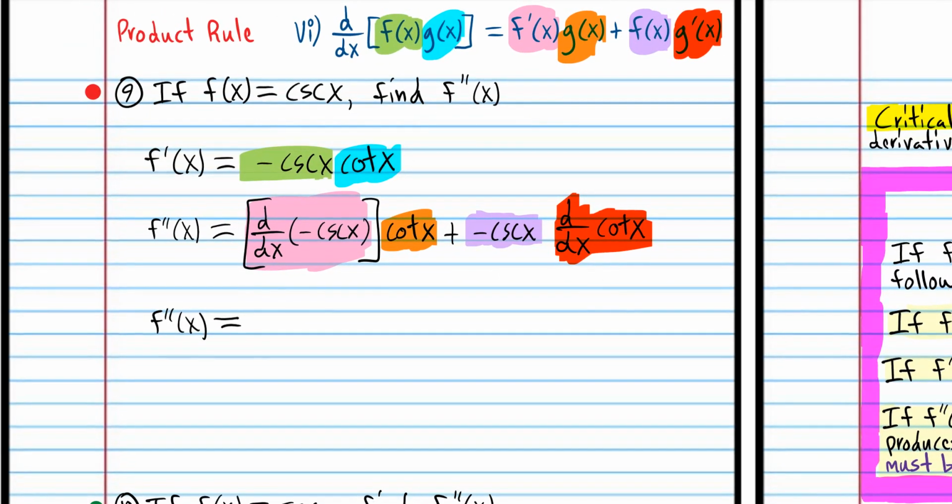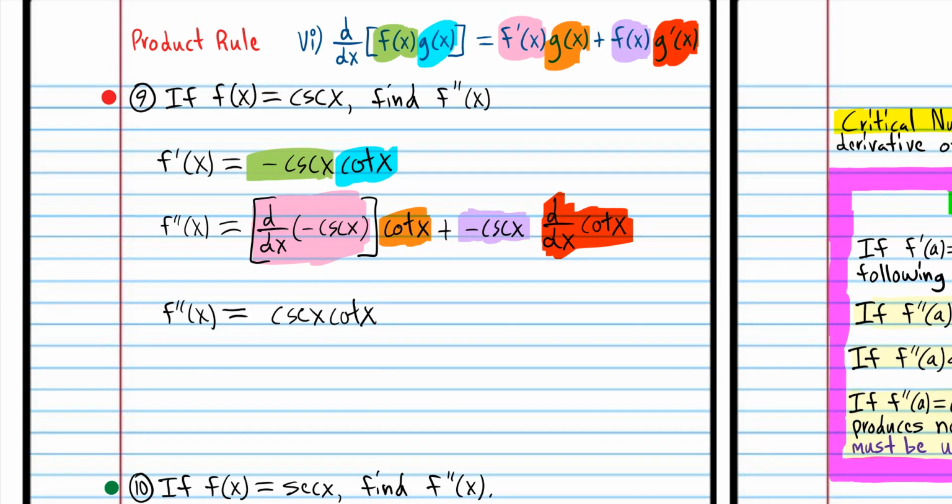Okay, so now the derivative of negative cosecant x is negative, actually it would be positive cosecant x cotangent x, because the double negative turns to a positive. So all that became that, and of course this stays that. We have negative cosecant x, that stays. The derivative of cotangent is, as I mentioned, negative cosecant squared x.